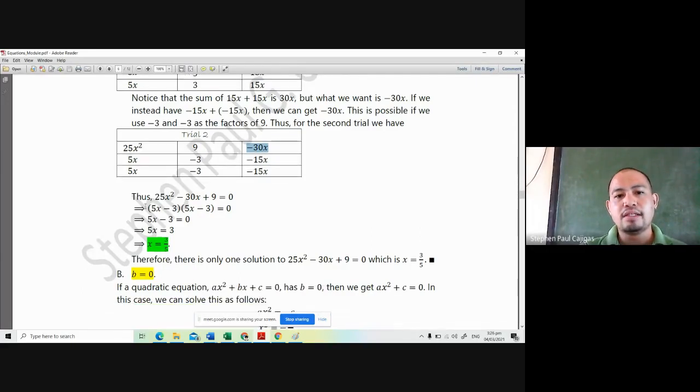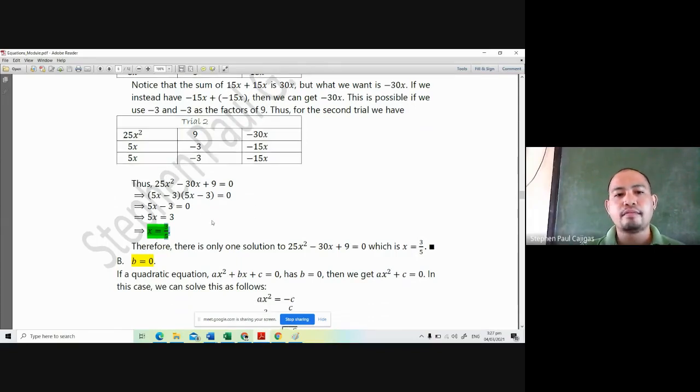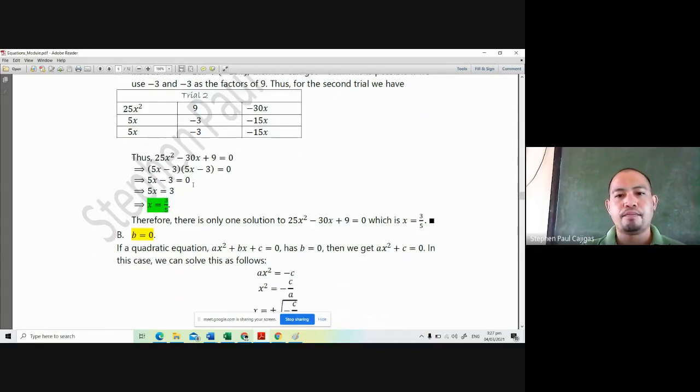So that means my factor is 5x minus 3 times 5x minus 3 is equal to 0. Since both are the same, I do not need to do it twice. So just one, 5x minus 3 is equal to 0. And so we get x is equal to 3 over 5. So this is an example wherein you only have one solution to the problem.